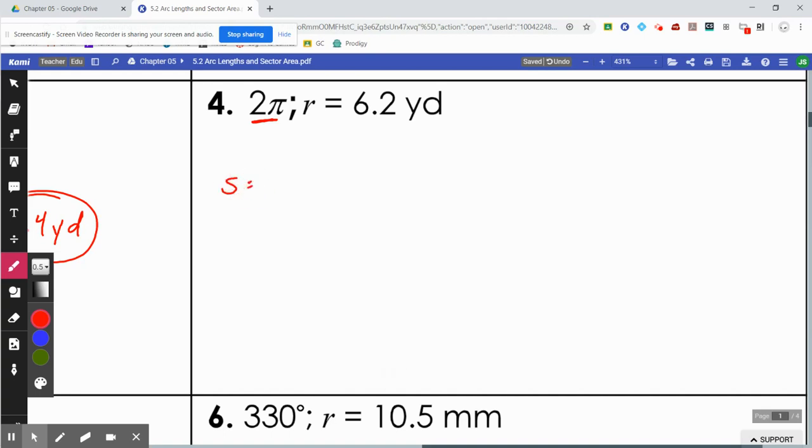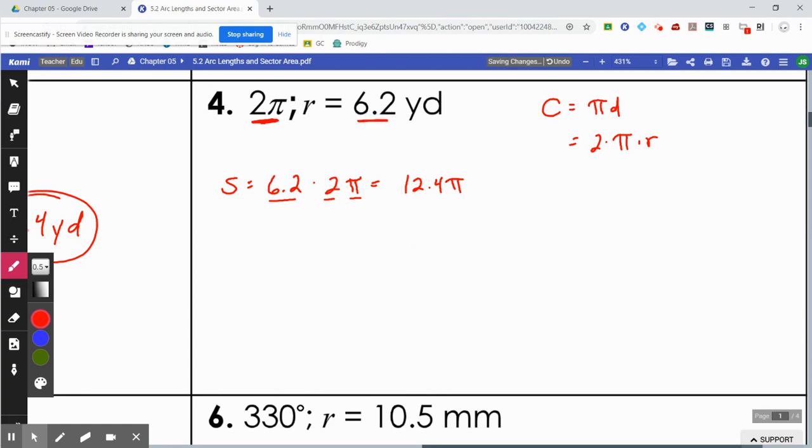Arc length is equal to the radius, r times theta, which is 2 pi. Now think about how you find circumference. Circumference is equal to pi times diameter, but there's also an alternate formula, which is 2 times pi times radius, which is actually what we're doing here, 2 times pi times radius, because 2 pi is the entire arc length. When you multiply that out, you'll get 12.4 pi, which is the same thing as the diameter.